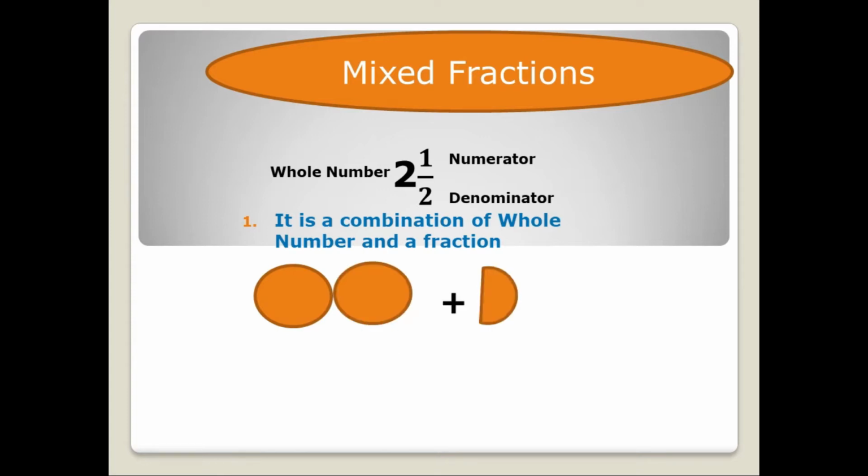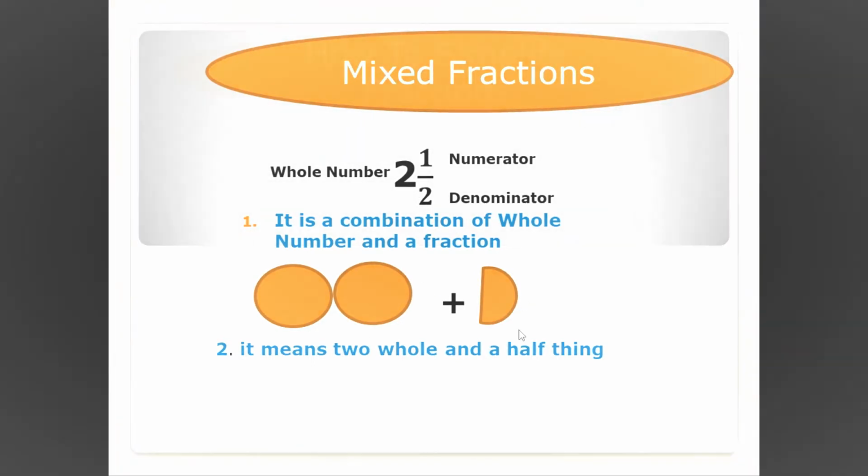Consider the example: there are 2 whole pizzas and 1 half. So it means that when 2 whole and a half are combined, it can be written in the form of a whole number and a fraction. It means 2 whole and 1 half.